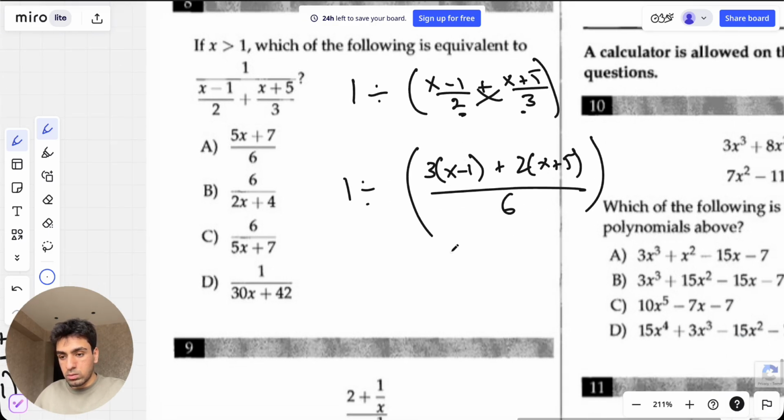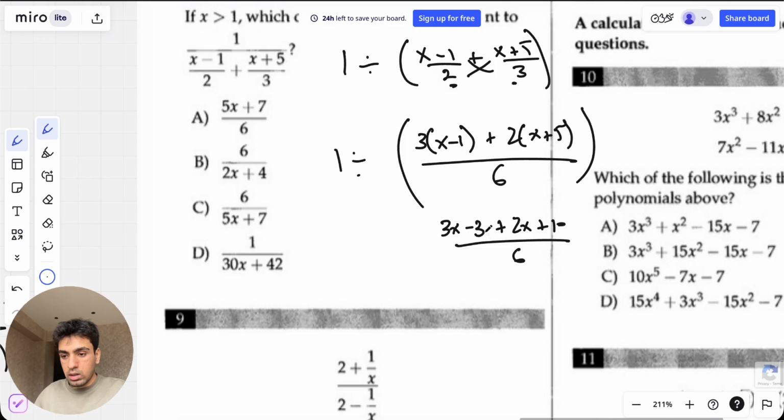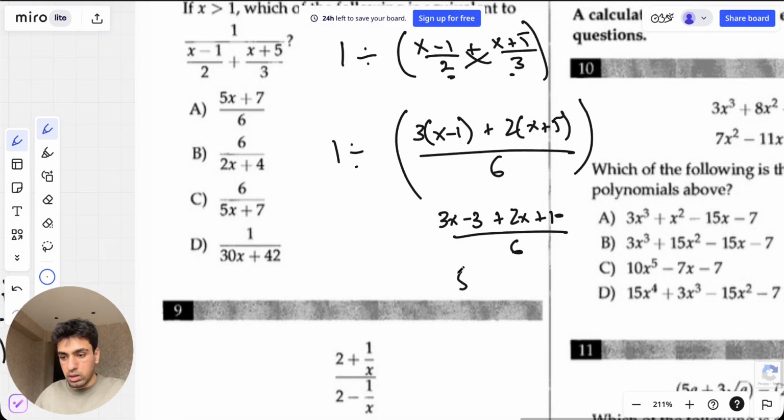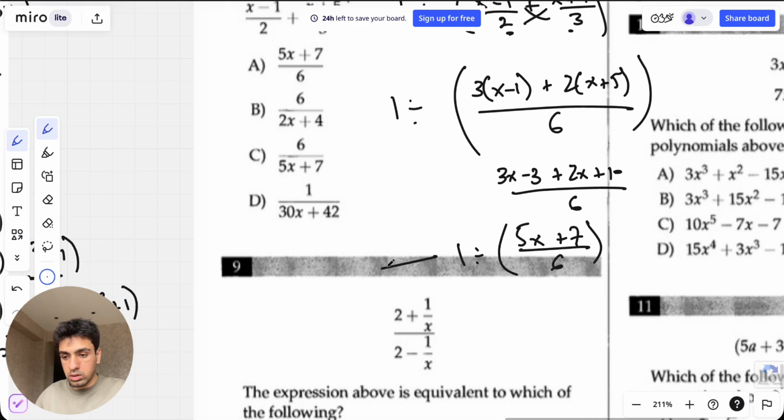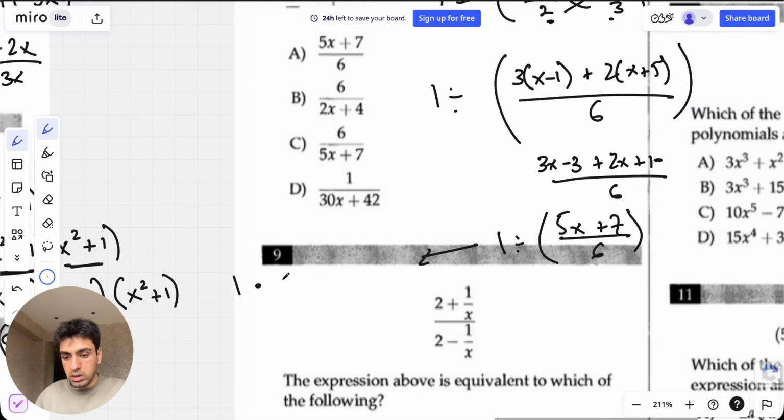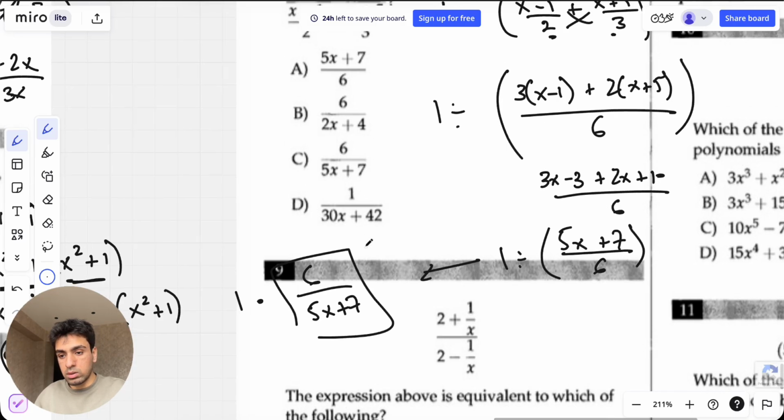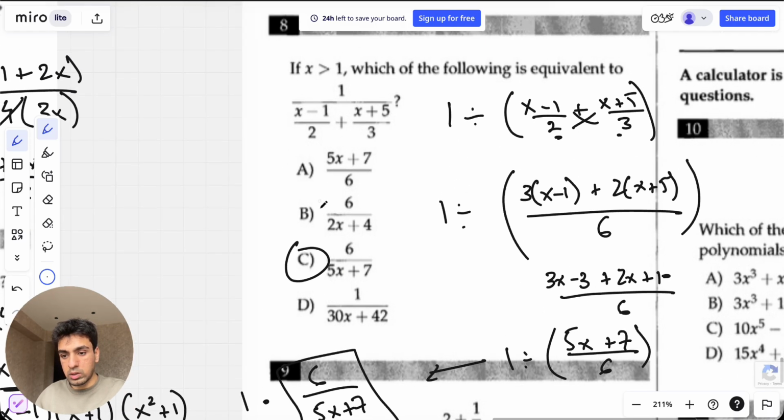Open the brackets and solve. We get 3x minus 3 plus 2x plus 10 divided by 6. That's going to be 3x plus 2x is 5x, minus 3 plus 10 is 7. So we're left with 1 divided by this, and then we change this to multiply, so this becomes 1 multiplied by 6 over 5x plus 7. 1 times this is going to be the same thing, so that means we have 6 over 5x plus 7. That will be our answer.